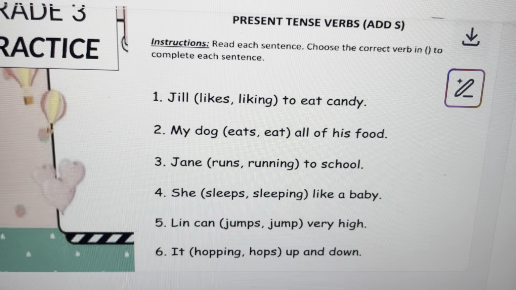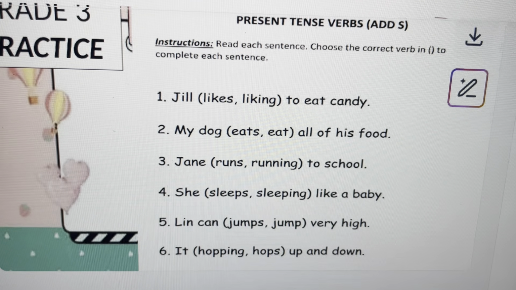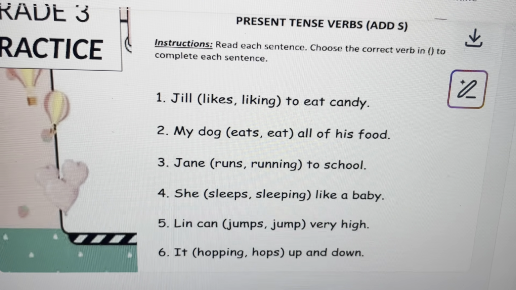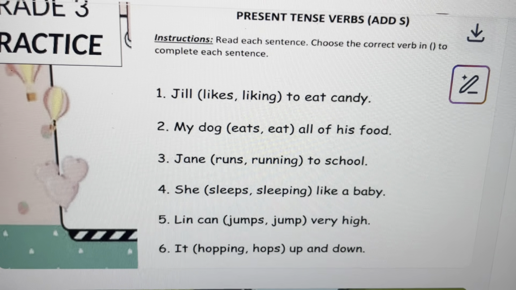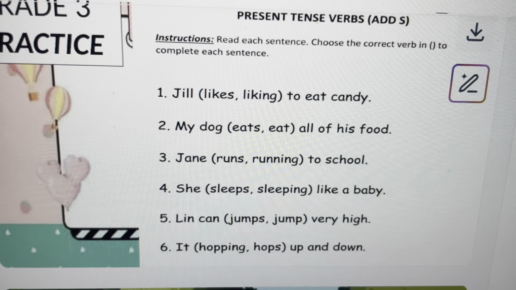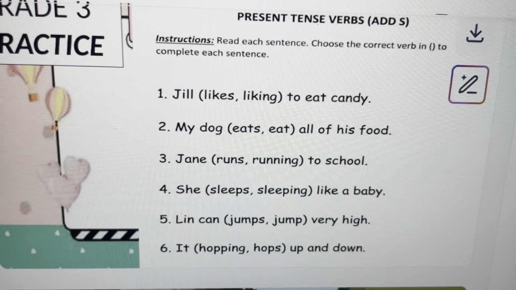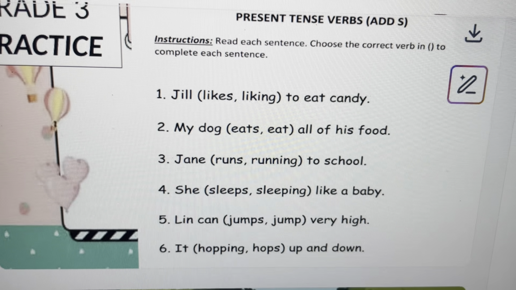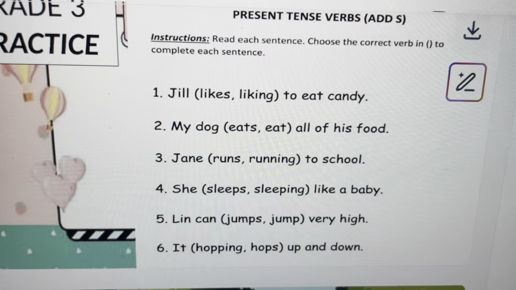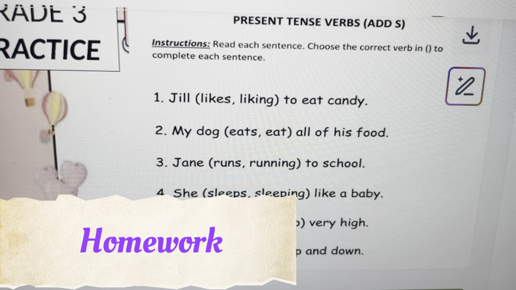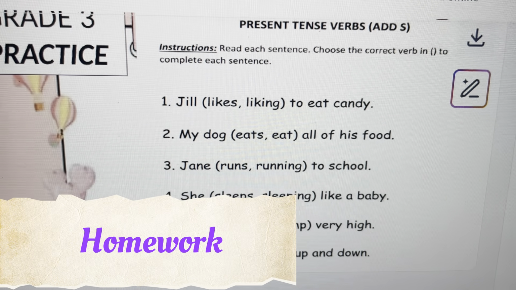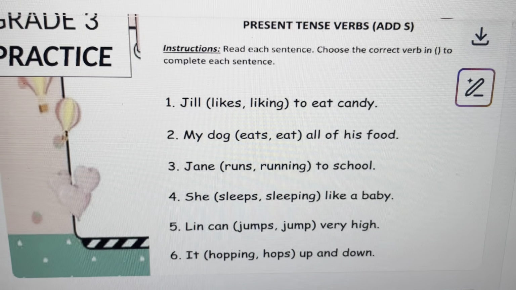Always remember, if a singular noun is there, you have to make the verb with the plural s. You have to add s there. Then, runs or running to school. Runs, verb run, and add s there. Three sentences are left. This is for homework, grade 3 students. You have to do it and comment me the answer.